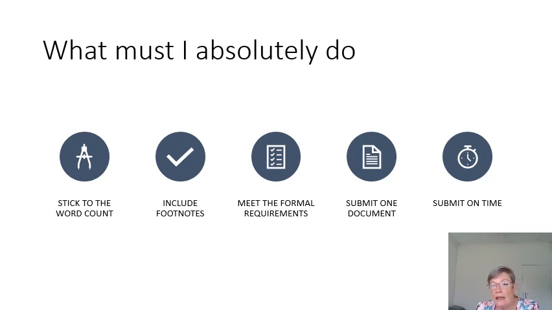In the third place, you must meet the formal requirements. Make sure your document is justified in Arial, size 12, the footnotes in size 10, single spacing, hanging indent, everything. Then fourth, I've already said this more than once, submit one document and one document only. And lastly, submit on time. You know by now, I can't give you an extension. You already have had numerous extensions this semester. Don't bargain on there being another one. Submit early, submit on time.